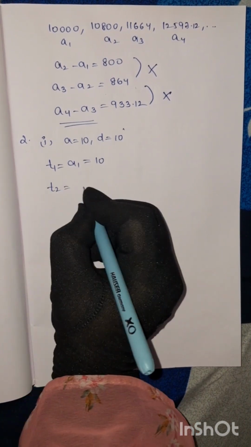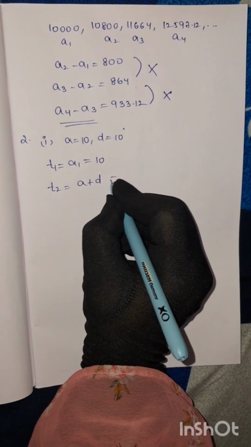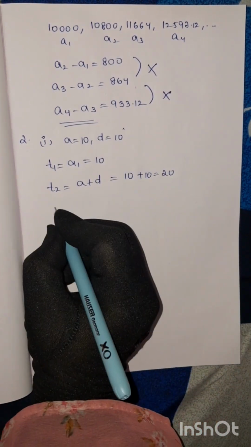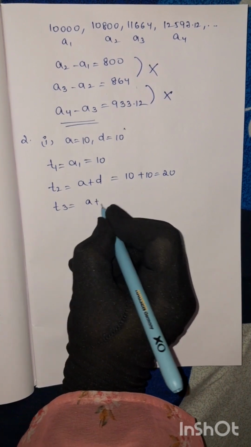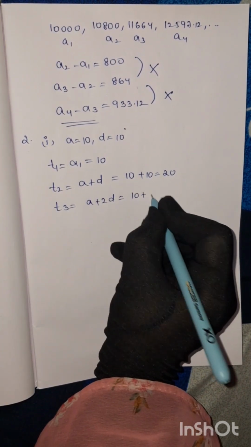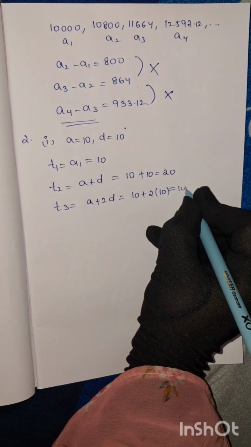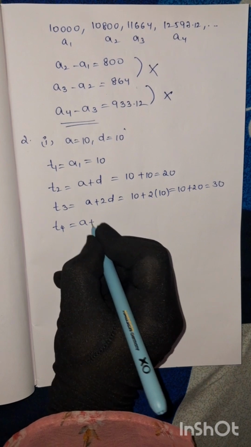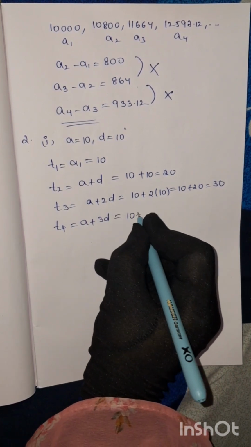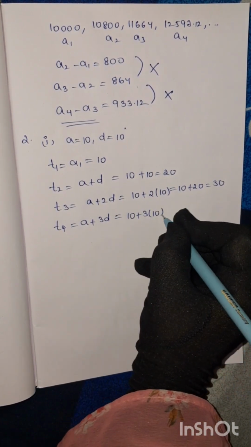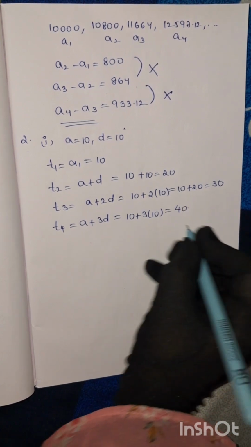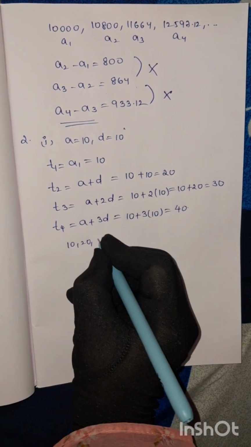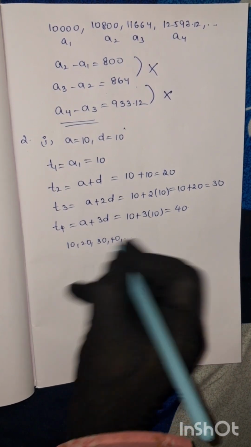T2 is nothing but A plus D. What is A here? 10. What is D here? 10. 10 plus 10 is how much? 20. What is T3 here? T3 is nothing but A plus 2D. What is A? 10, plus 2 into D, which is 10. So 10 plus 20 is 30. Next is T4. T4 is nothing but A plus 3D. So this will be 10 plus 3 into 10, which is nothing but 40, right? So the first four terms of the AP are 10, 20, 30, 40 and so on.